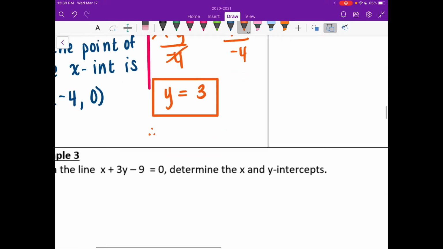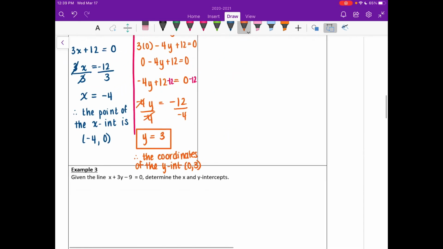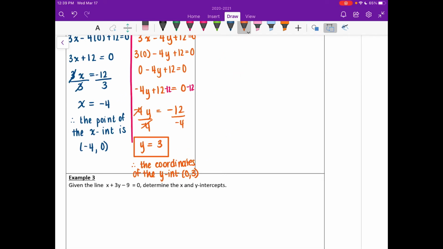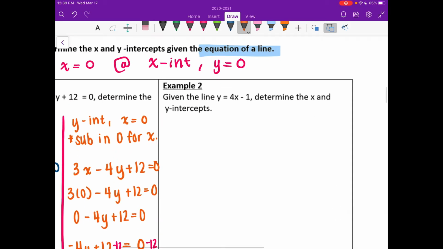So I know, therefore, the coordinates, or the points, right? Coordinates of the y-intercept are, we know 0 is going to be x, and we know that 3 is going to be y. Right? So just make sure you're writing in the right points. Just remember that depending on what you're looking for, if you're looking for the y-intercept, you know your x will be 0. If you're looking for the x-intercept, you know your y will be 0. Right? So then you're just looking for the other point on that graph.